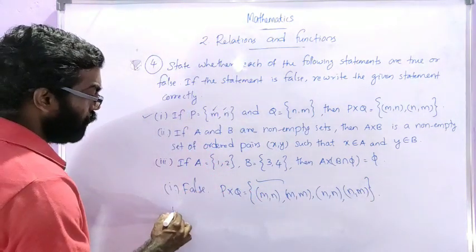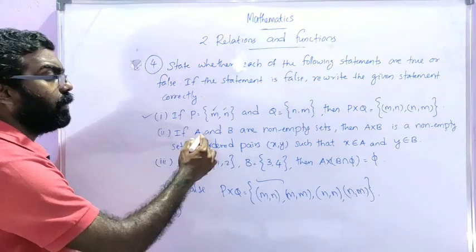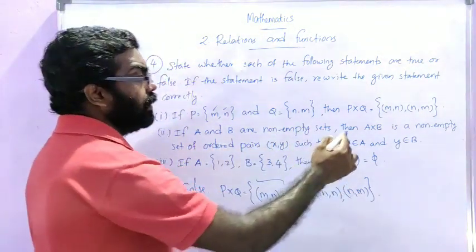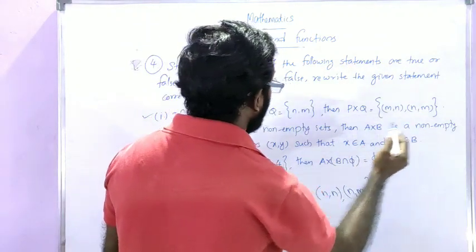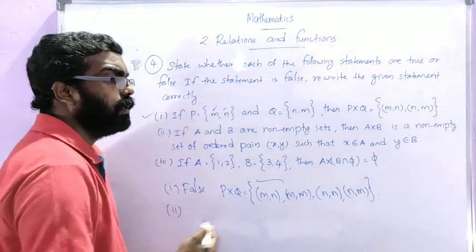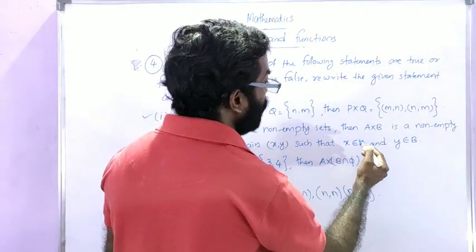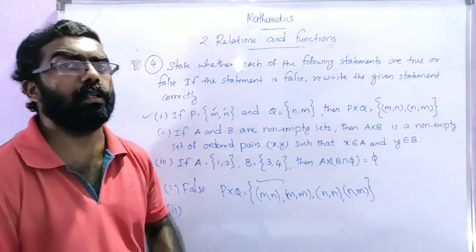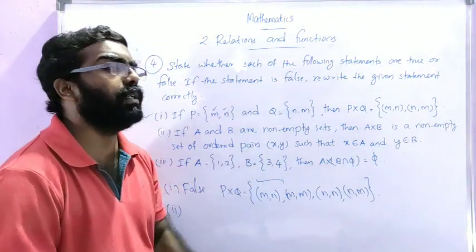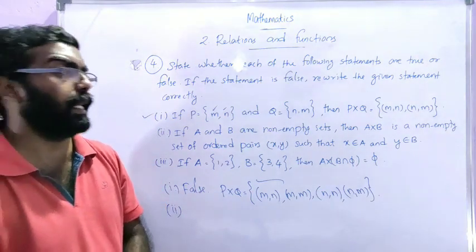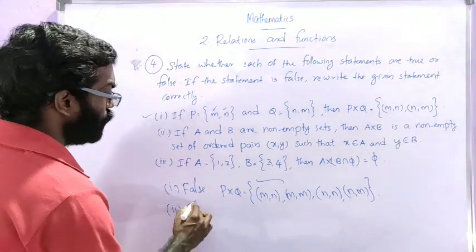And for the second one, if A and B are non-empty sets, then A cross B is a non-empty set of ordered pairs (x, y) such that x belongs to A and y belongs to B. Clearly it is true because it is the definition of what? A cross B, the Cartesian product A cross B. So it is true.